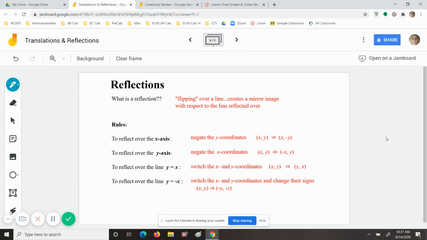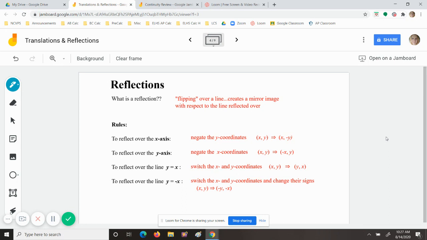All right, let's talk about reflections. Okay, what is reflection? A lot of times when you hear the word reflection, you think of your reflection in the mirror. Reflections flip something over a line. It creates a mirror image with respect to the line that you reflect over.